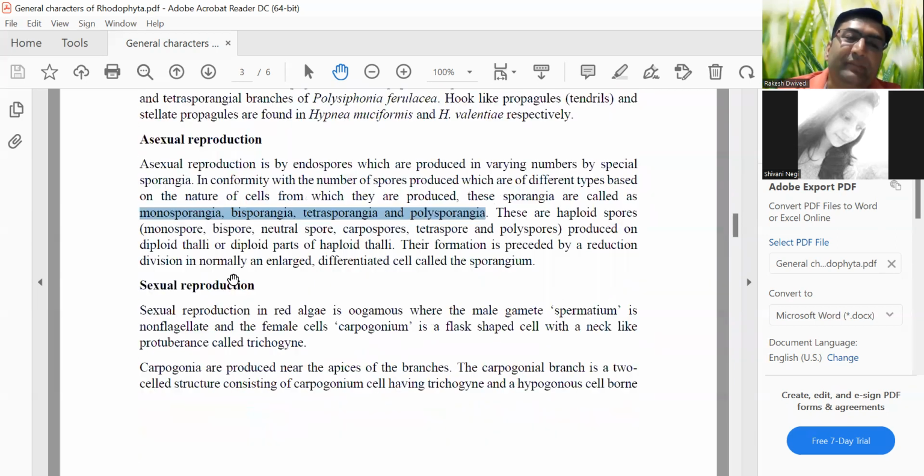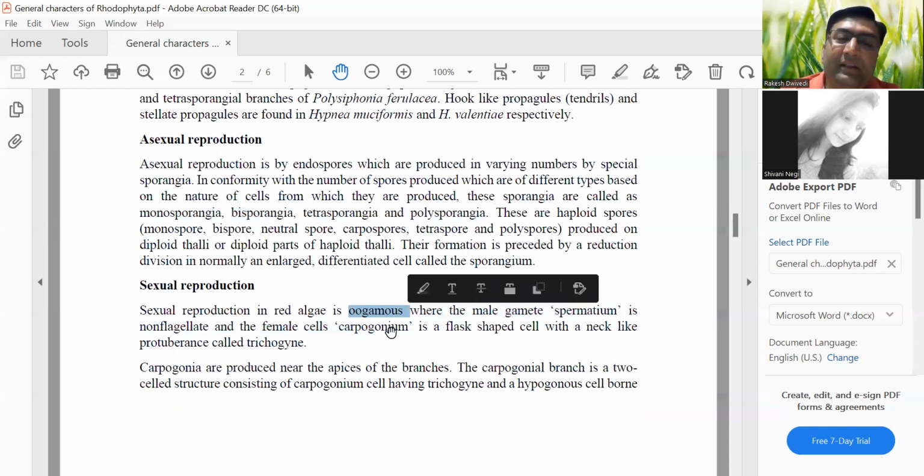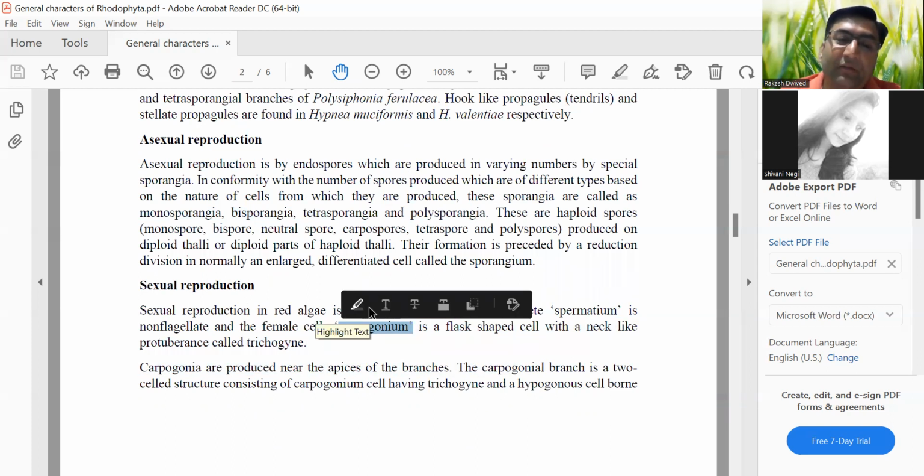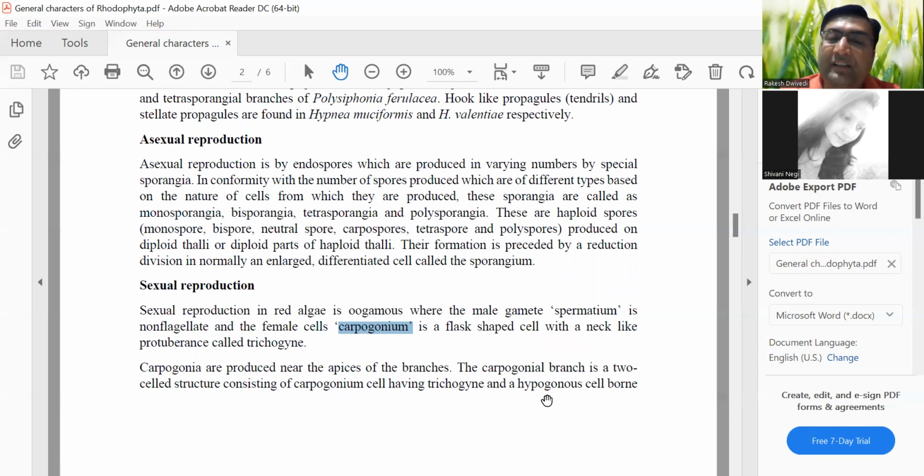Sexual reproduction in red algae is oogamous, always oogamous, where the male gamete, spermatium, is non-flagellated and the female gamete is the carpogonium, which is a flask-shaped cell with a neck-like protuberance known as trichogyne. Trichogyne is the neck part of the carpogonium. The carpogonia are produced near the apices of the branches, and the carpogonial branch is a two-celled structure consisting of the carpogonium cell having trichogyne and a hypogynous cell.